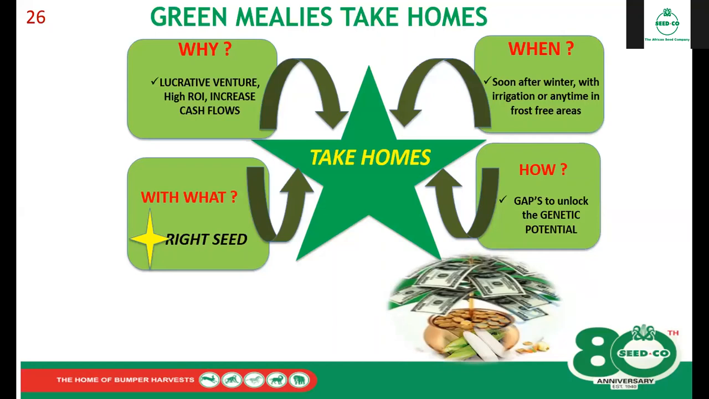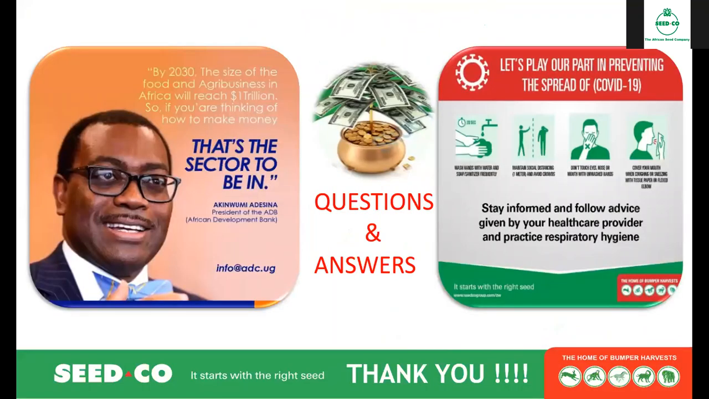So on that note, I'd just like to end by quoting the words again of Akinwumi Adesina, the two-time president of the African Development Bank, who said, and I quote, by 2030, the size of the food and agribusiness in Africa will reach $1 trillion. So if you are thinking of how to make money, that's the sector to be in. These were the words of a two-time president of the African Development Bank.